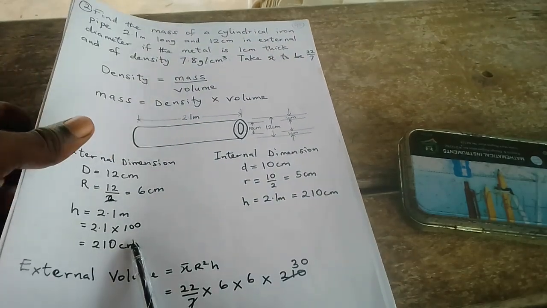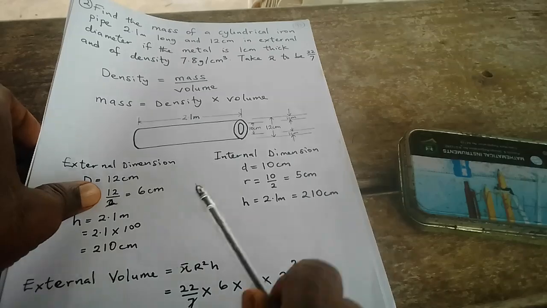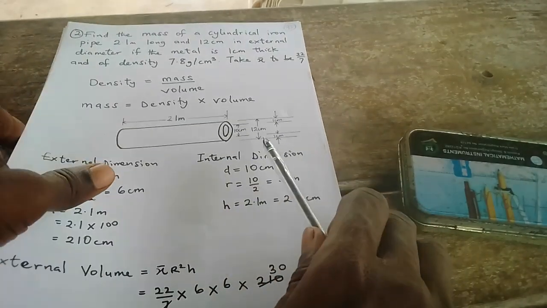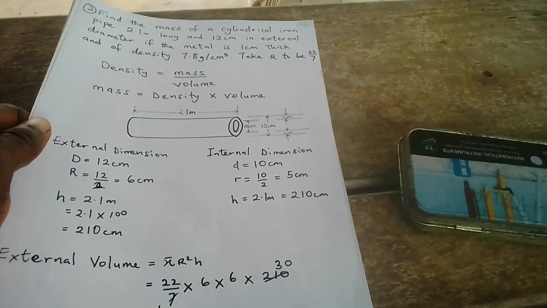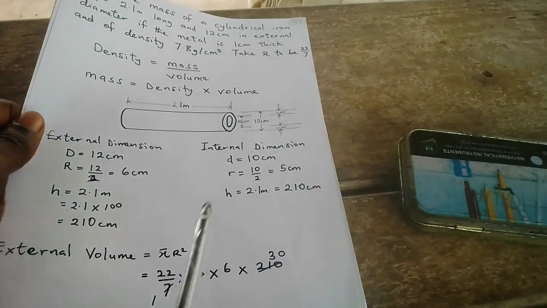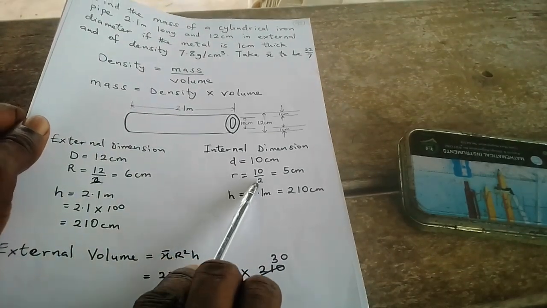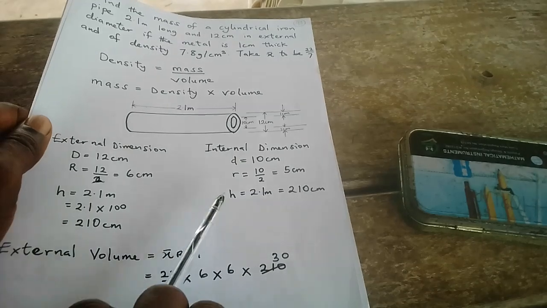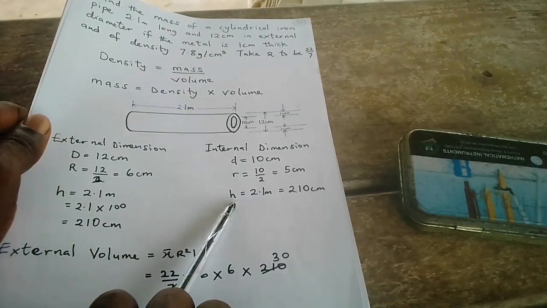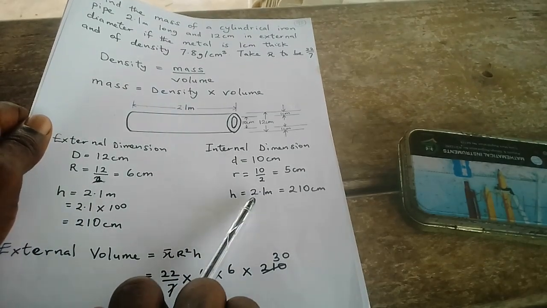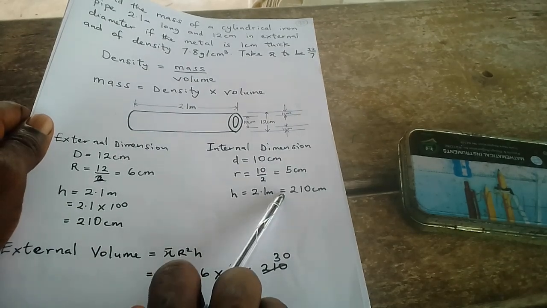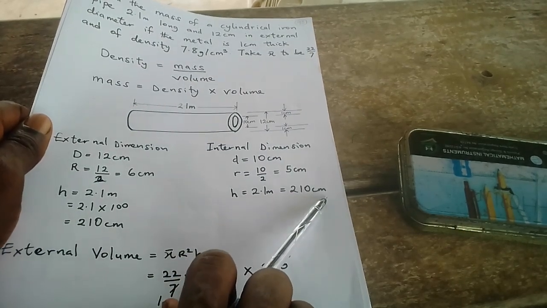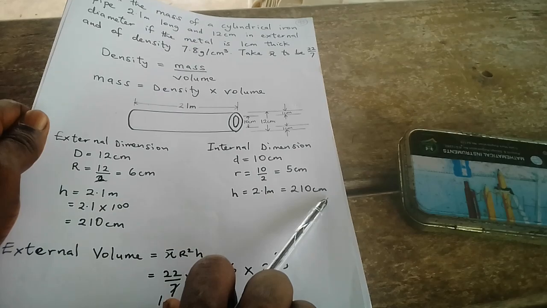Now you are going to look for the internal dimension. The diameter is 10, so the radius will be 10 divided by 2, which is 5 centimeters. The vertical height is 2.1 meters, which is the same thing as 210 centimeters.